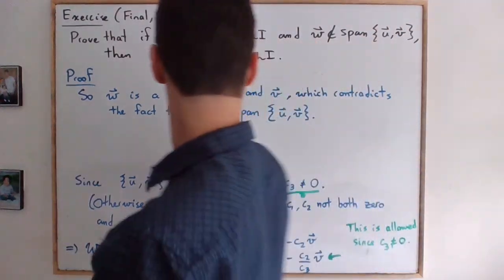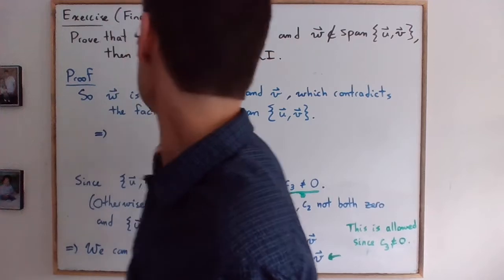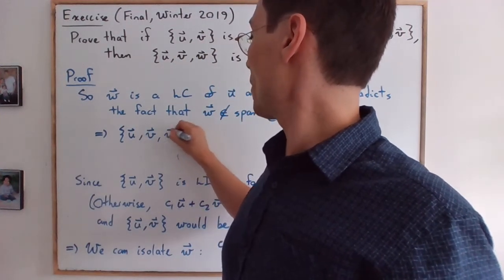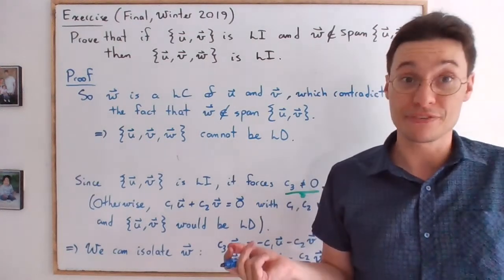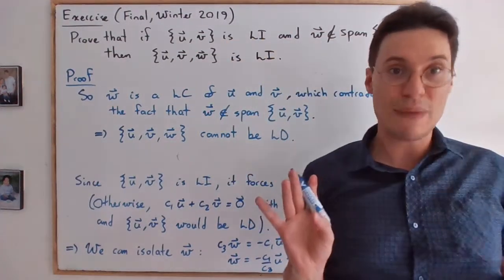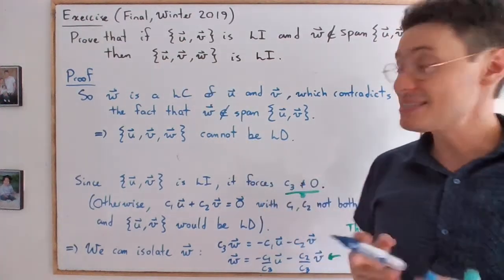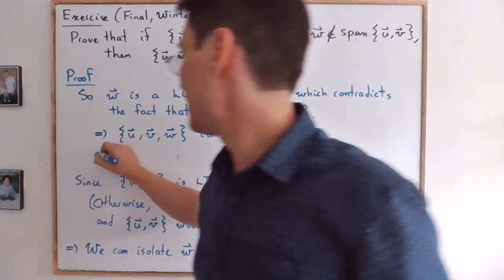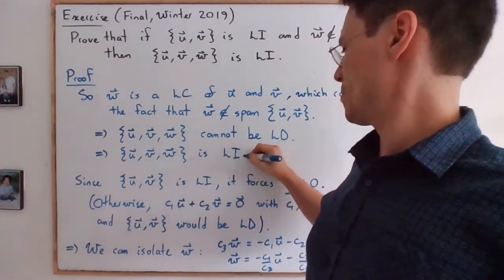Basically this ends the proof. I will just write an extra step: U, V, W cannot be linearly dependent. That's what we actually proved. We proved that if this was linearly dependent, then either this is linearly dependent or W is in the span, so these two statements cannot both be true at once if this set was linearly dependent. And since there's only two possibilities, linearly dependent or linearly independent, we proved that this set is actually linearly independent. And this is the end of the proof.